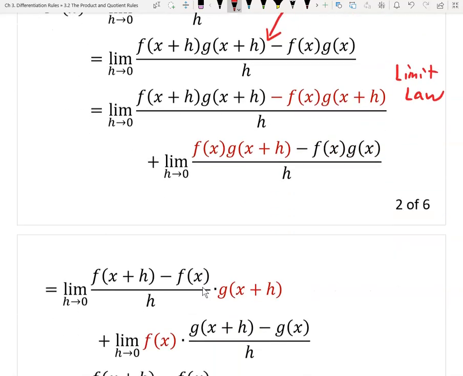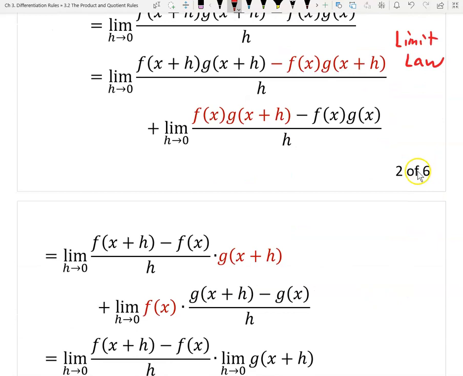Okay, so let me show. After we separate, what do we get? Okay, so all here is just factoring out the common factor, right? Okay, so you can see first we factor the g. Up here is the red one you can see. Okay, here is f.